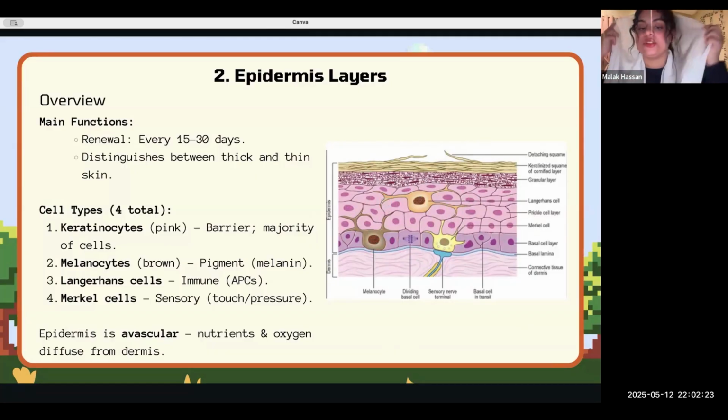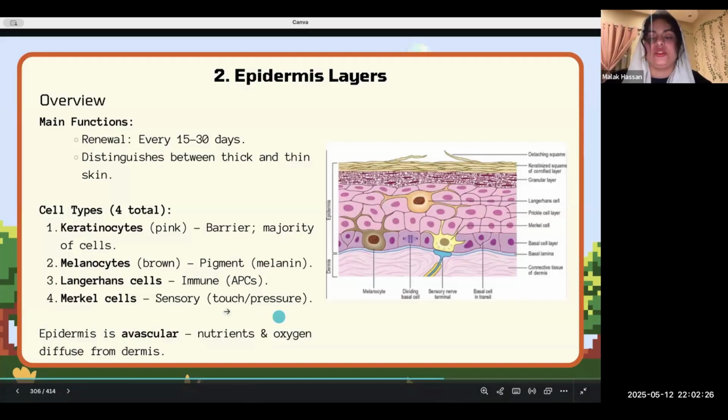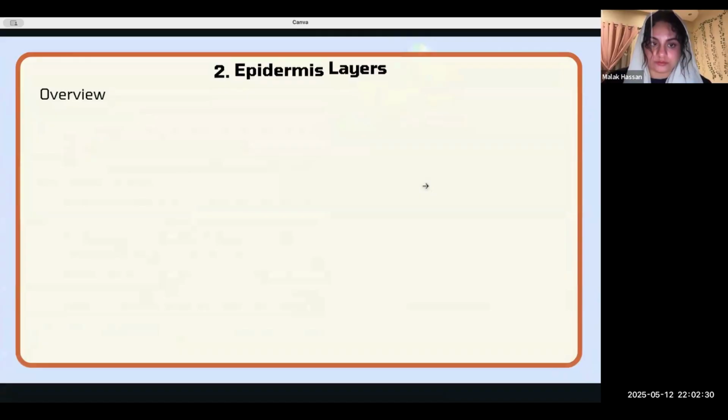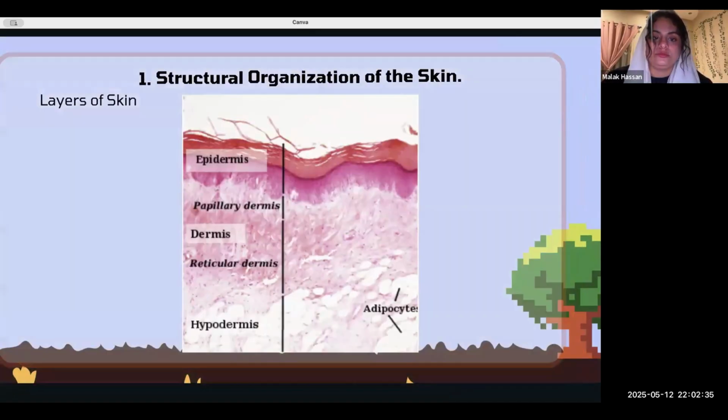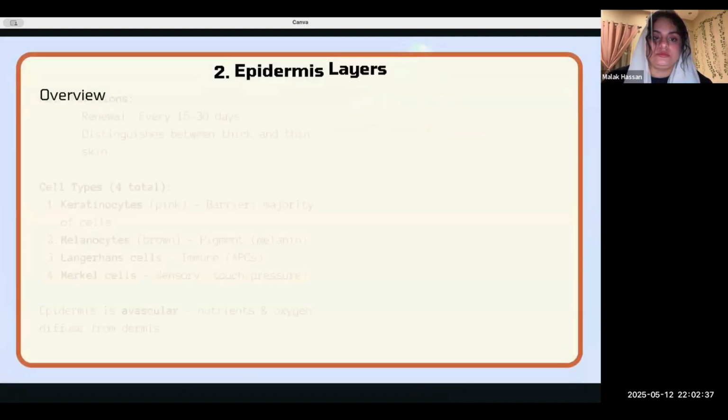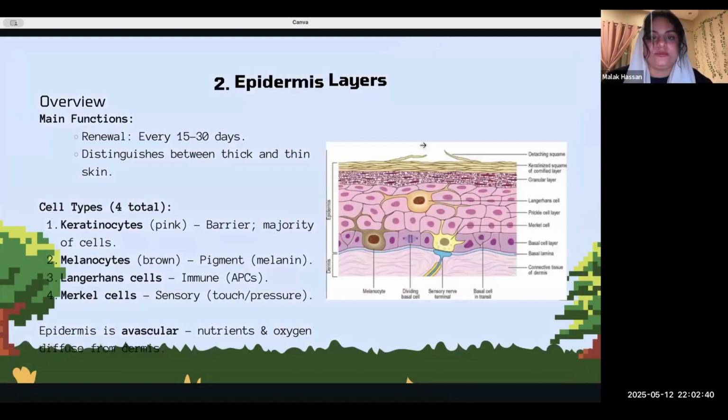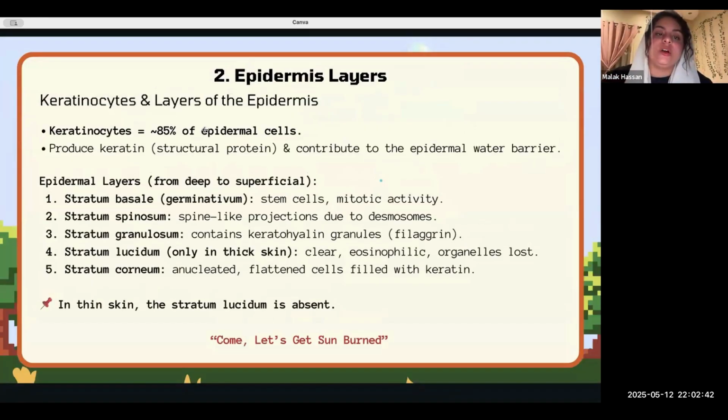Okay, now it's important to note that the epidermis is avascular, which means that nutrients and oxygen will diffuse to it from the dermis. Okay, so the keratinocytes are 85% of the epidermal cells, so they make up a very big proportion, and they produce keratin. So they're called keratinocytes because they produce keratin, right? And it's a structural protein that's important for the epidermal water barrier. That's why your skin is waterproof.